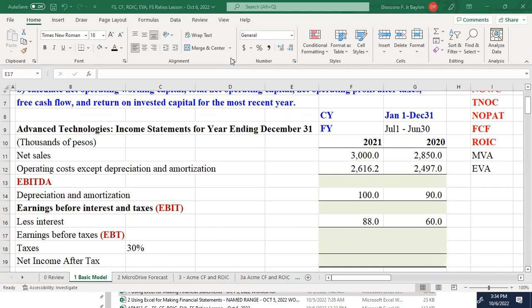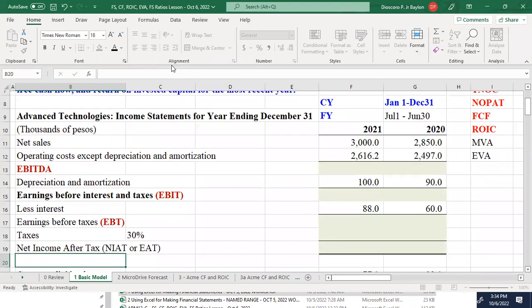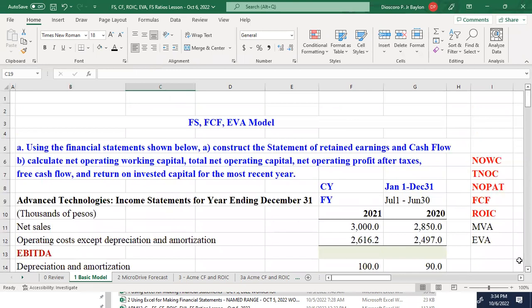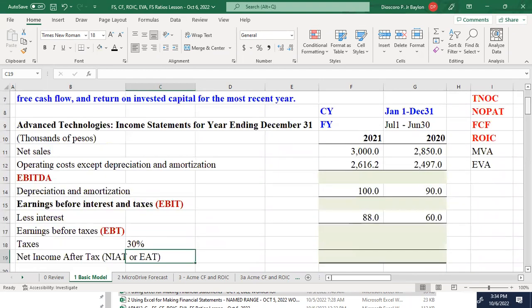All right, good. Kasi we're going to discuss this. Sa finance, economics, very pertinent to mga measures na to. EBITDA, EBIT, EBT, and this should be your net income after tax, which is sometimes called your NIAT or your EAT. So that's your net income after tax or earnings after tax. Okay, so let's learn how to compute for your EBITDA, for your EBIT, for your EBT, and for your NIAT with the income statement.